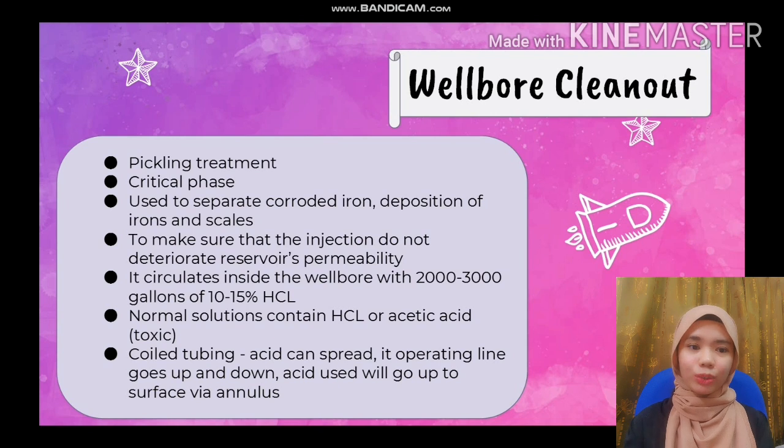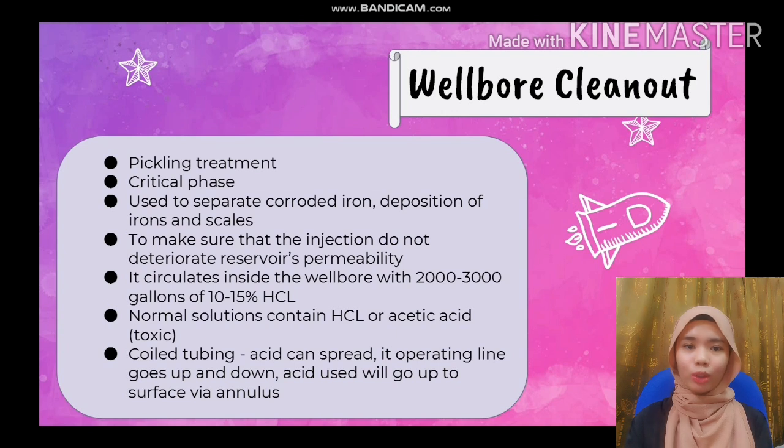There is a solution that circulates inside the wellbore, which contains 10 to 15% of HCl, and the flow that is circulating is up to 2,000 to 3,000 gallons of HCl. The normal solutions contain HCl, or might as well be acetic acid, which is toxic. Coiled tubing is used in wellbore clean out.